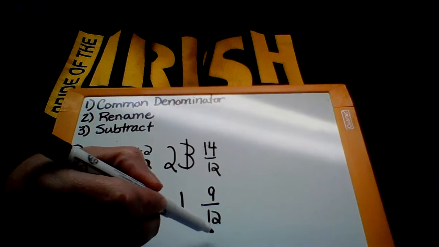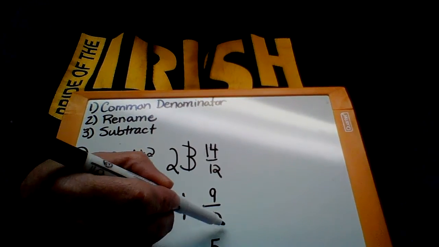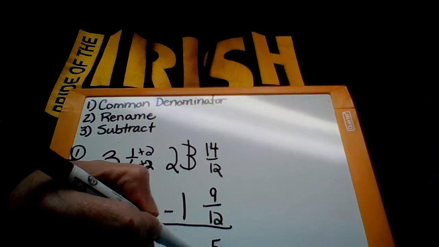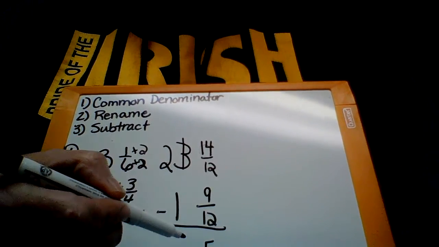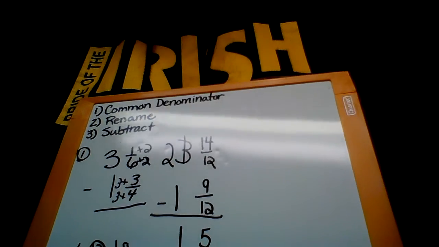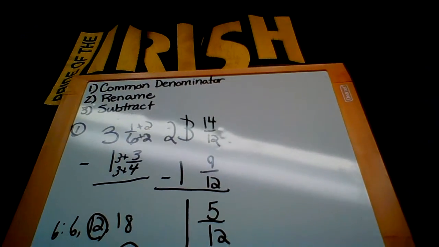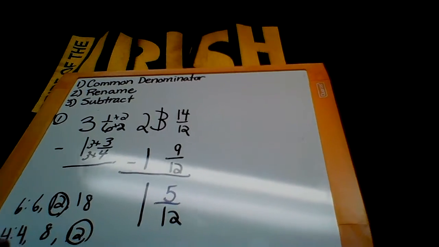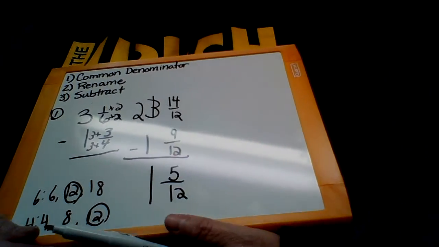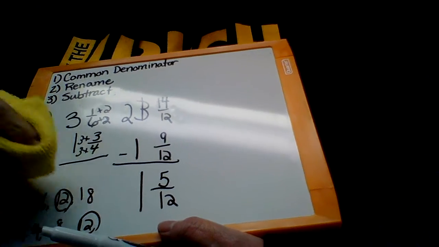14 minus 9 is 5. And we keep our same denominator. 2 minus 1 is 1. So our answer is 1 and 5/12. You have to remember that your whole numbers can be turned into fractions as well to help you.